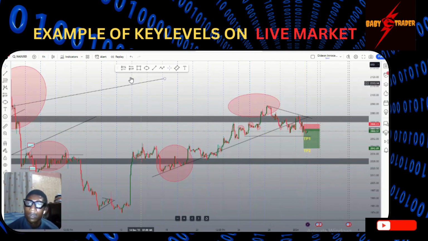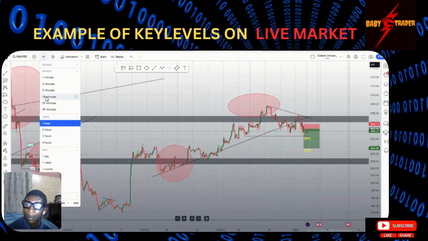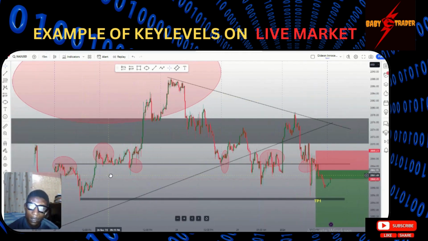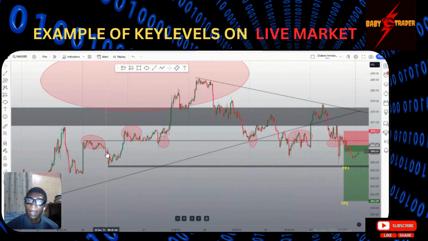So let's go to my entry time frame. As you can see here now, guys, here is the key level I'm talking about. When price goes to this point, it reacts. These places are places that we can take for a potential trade. These zones, these are key levels.